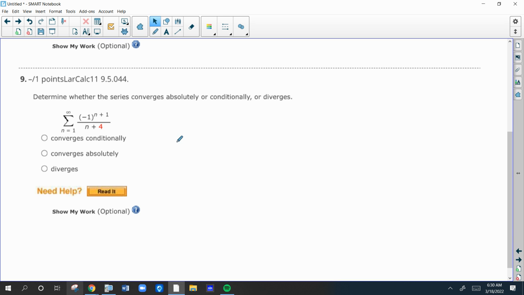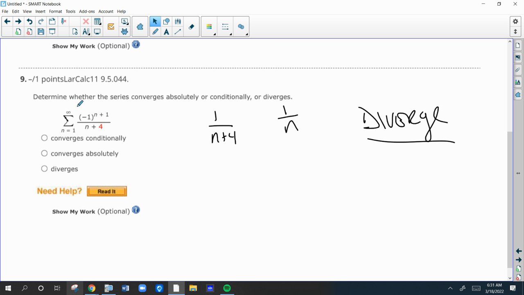So we'll do the same thing with this one. The absolute value of this one is 1 over n plus 4. I'm going to immediately compare that with a limit comparison test to 1 over n. And we know by the limit comparison test that this series will diverge. Now, that's the absolute value of the series diverging. I'm not sure about this alternating series. I have to use an alternating series test now to see if the alternating series converges.